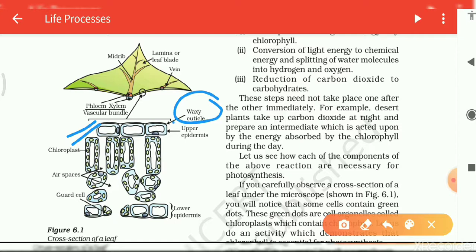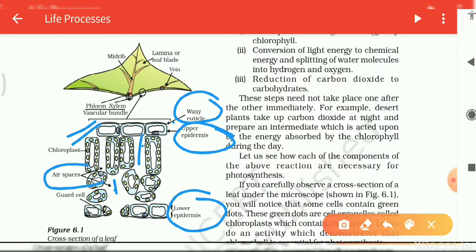Just below the waxy cuticle, this one is the upper epidermis, meaning the upper layer of the leaf is called the epidermis, and this one is called the lower epidermis. In between these, cells are present. The gap between the cells is called the air spaces. In these cells you will see green dots, which are called the chloroplast, and inside the chloroplast the chlorophyll pigment is present.